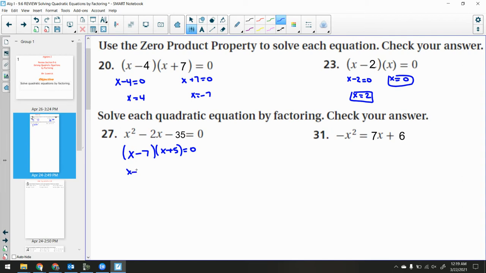So we set each one equal to 0. x minus 7 equal to 0. x plus 5 equals 0. So we add the 7 to get x is equal to 7. We subtract the 5, so we get x is equal to negative 5. Those are my two solutions.